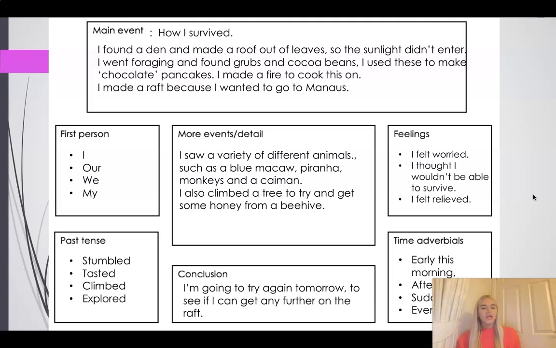Now, after you've done all your plans, the last thing to do is your conclusion. Now, you are going to change your conclusion depending on your diary so far. So your conclusion is going to be different for everyone. Now, my conclusion is based on the fact that I've made a raft. My conclusion is going to say that I'm going to try again tomorrow to see if I can get any further on the raft. So your conclusion needs to try and think of what you're going to do tomorrow. Are you going to try and look for some more food tomorrow? Are you going to try and look for some more people who might be in the rainforest tomorrow? So what would you do next? That is all what your conclusion is going to be. And you can see it's only just over 2 lines long, not long at all.